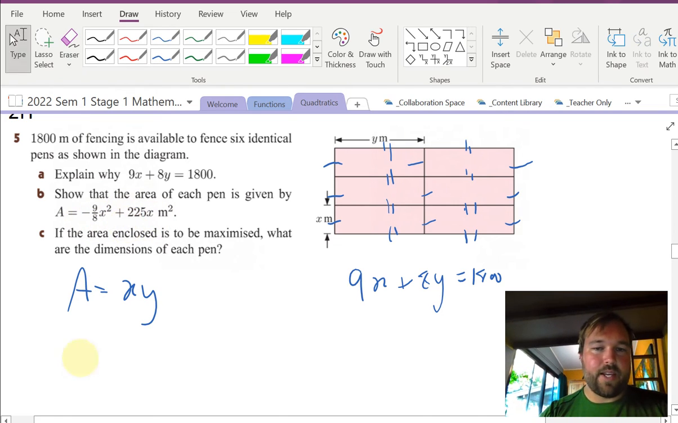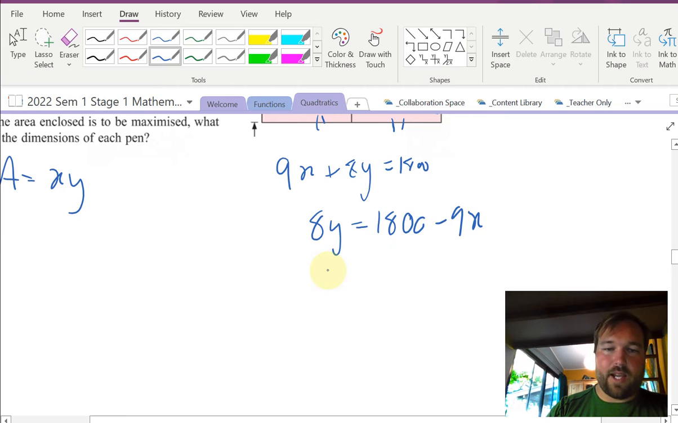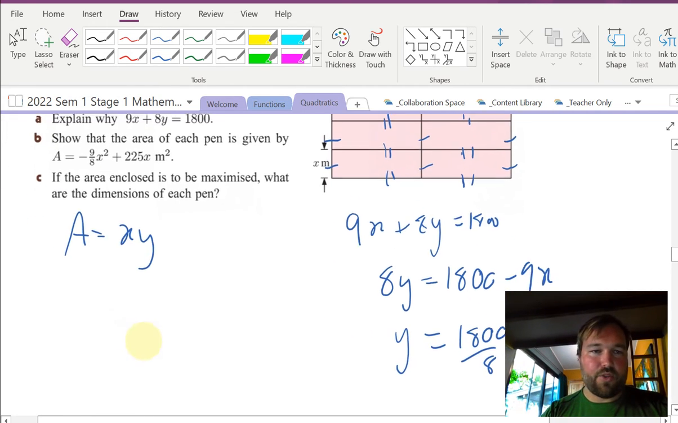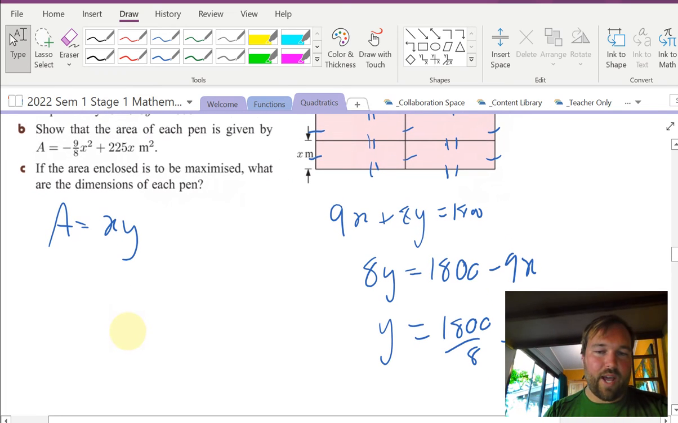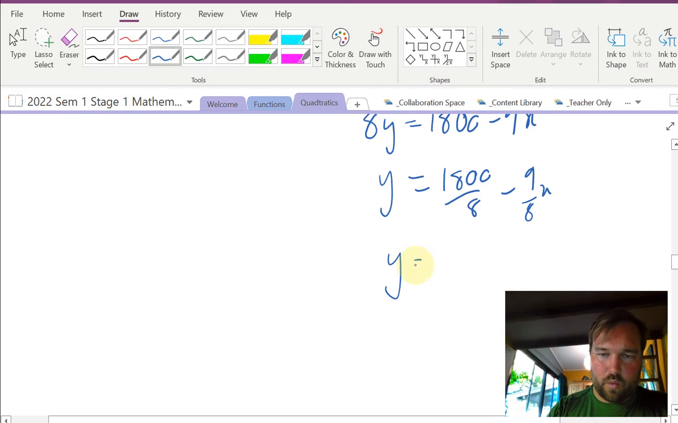So what we're going to do is rearrange this until we get y on its own. So 8y is equal to 1800 minus 9x. Then we're going to divide both sides by 8. y is 1800 on 8 minus 9 on 8 x. You could do it all as one big fraction, but I strongly suspect that 1800 on 8 is going to be equal to 225. y is 225 minus 9 on 8 x.